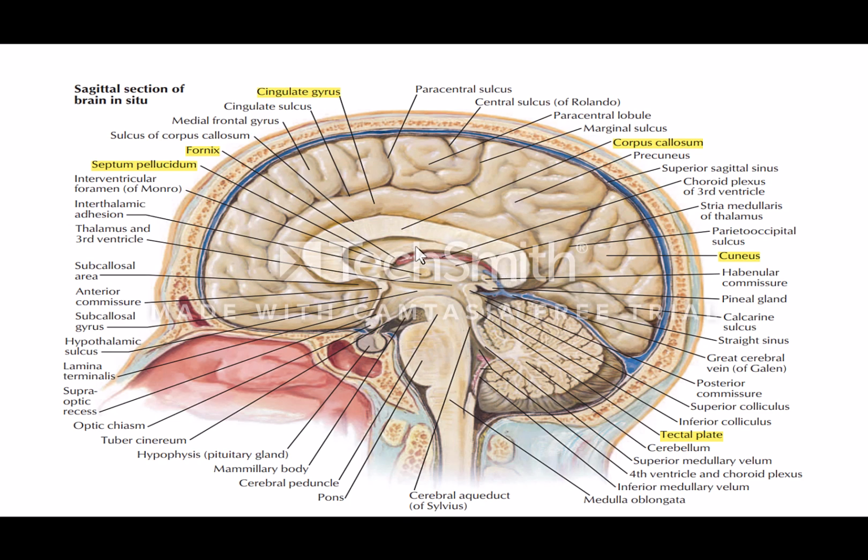Beneath the corpus callosum, you have this other bundle of white matter called the fornix. A band of tissue connecting the corpus callosum and the fornix is called the septum pellucidum. There you can see the choroid plexus of the third ventricle.